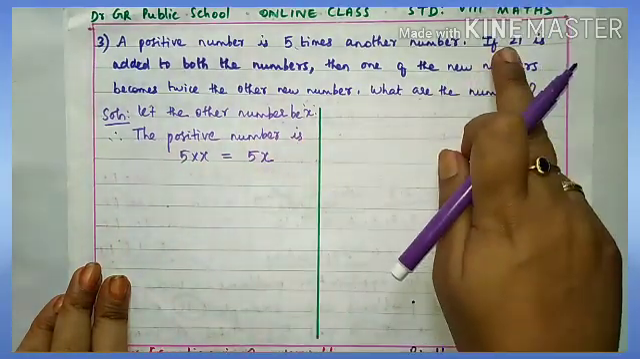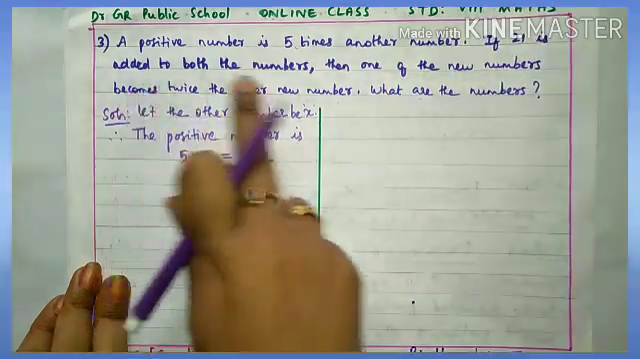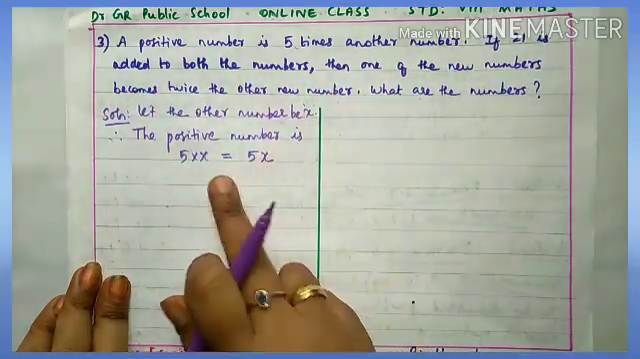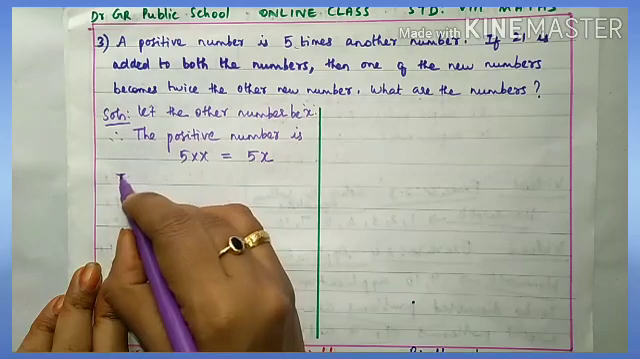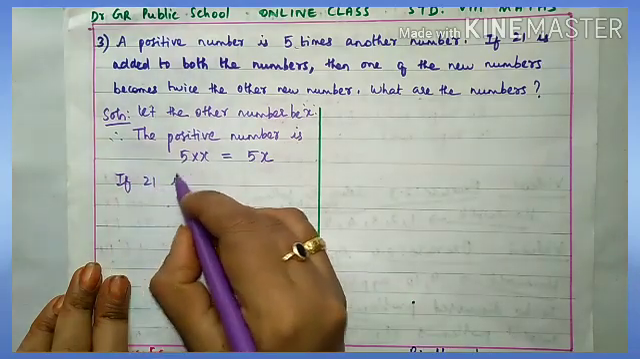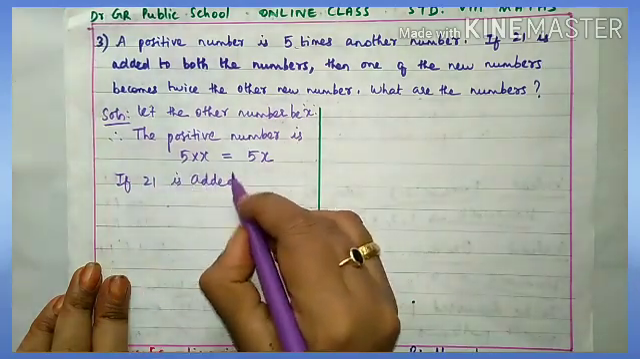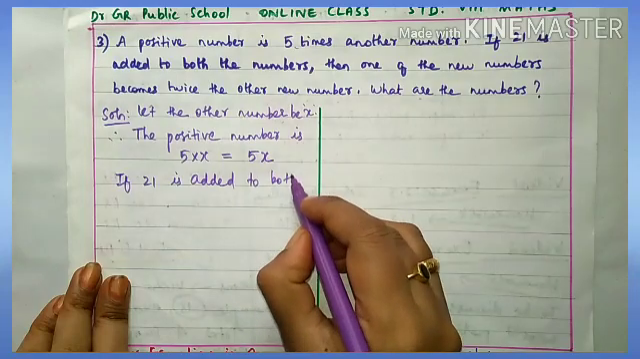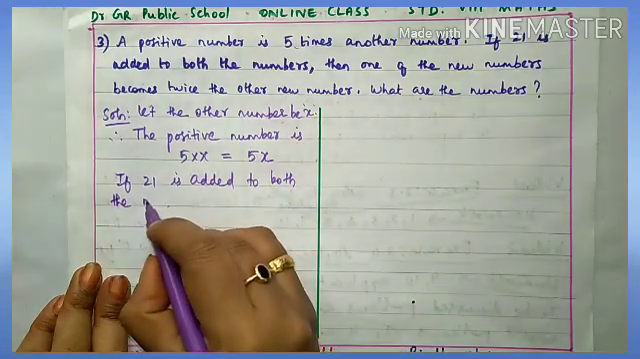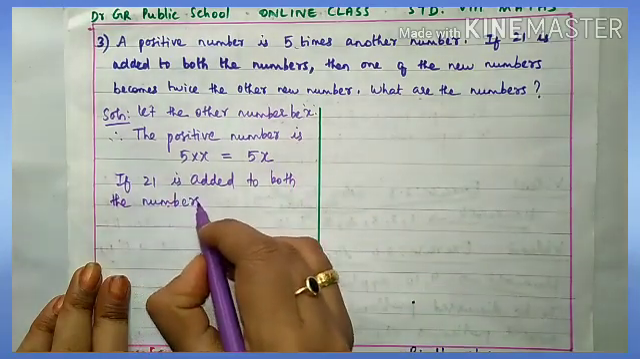Now what is given in the second sentence? If 21 is added to both the numbers, we want to add 21 to both the numbers. If 21 is added to both the numbers, what do we get?